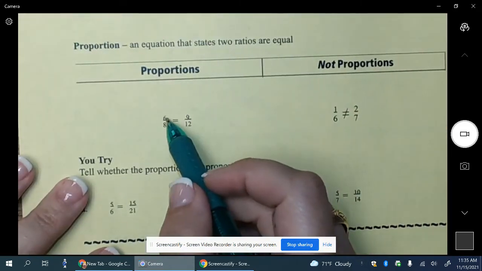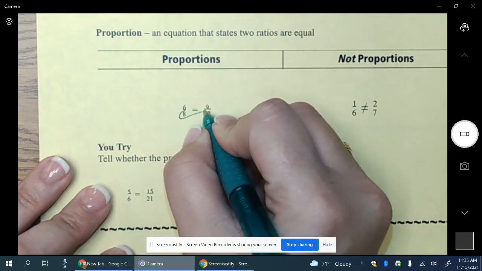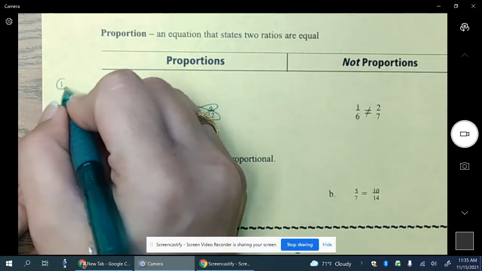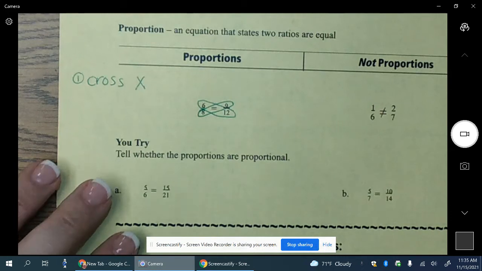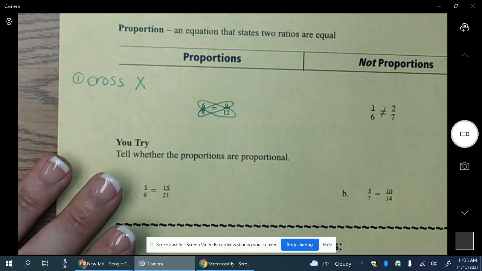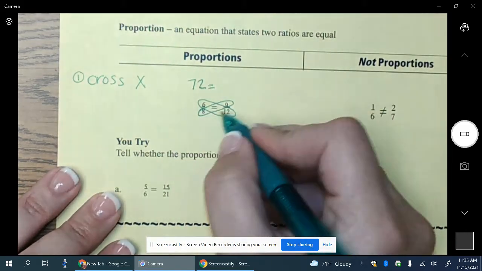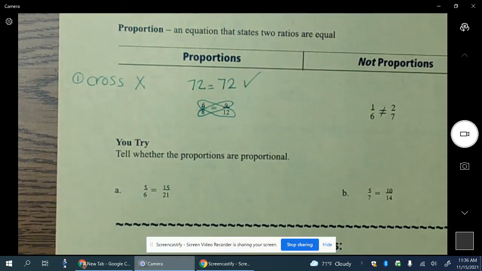There's two ways to check to see if it's proportional. The first way is called cross multiply. The bow tie. When you multiply across, or diagonal, you want them to equal each other for it to be proportional. So 6 times 12, 72. 8 times 9? 72. Is this proportional? Yes. Again, this is how we started in 7th grade, so this should not be new to you.